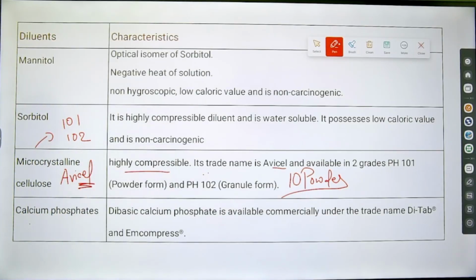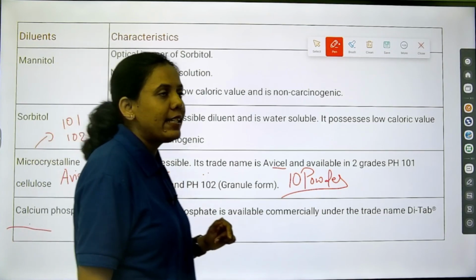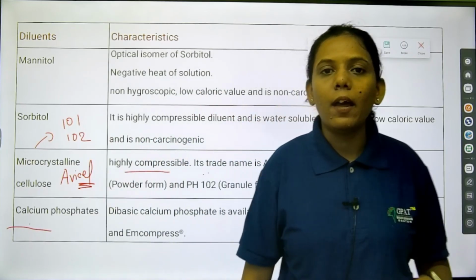Next is calcium phosphate, basic calcium phosphate. It is commercially available under the trade names Ditab and Emcompress. Ditab and Emcompress are the trade names. Very important, the trade names are very important. Remember, calcium phosphate is available as Emcompress and Ditab.